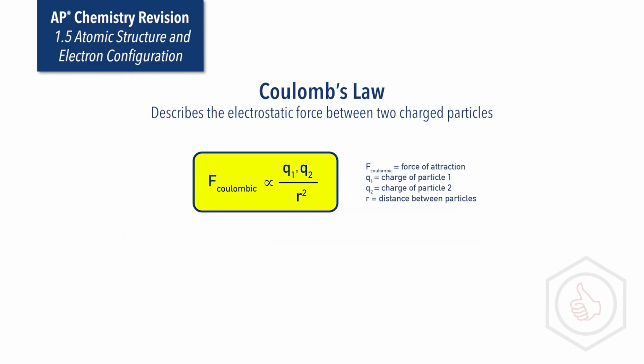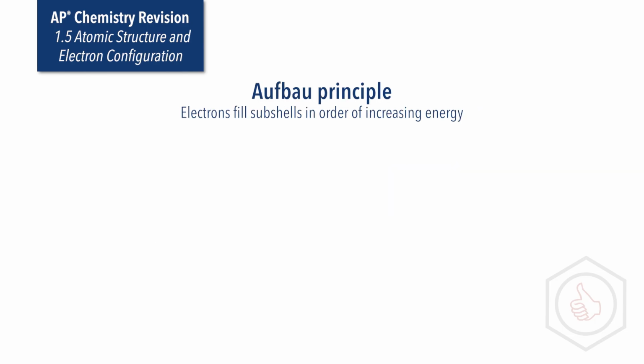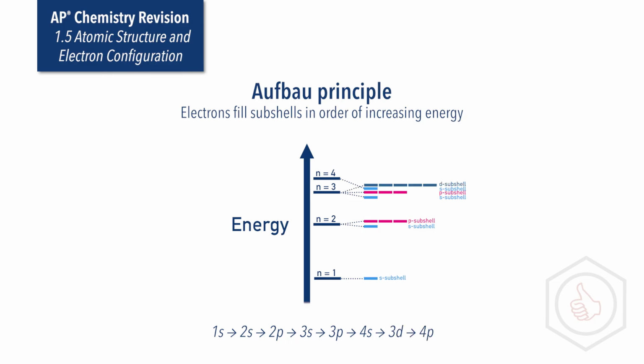From Coulomb's law, we know the closer an electron is to the nucleus of an atom, the more attraction it has to it, and therefore the lower in energy it is. As a result, electrons fill subshells in order of increase in energy, or distance from the nucleus. This is called the Aufbau principle. A 1s subshell is filled before a 2s subshell, a 2p before the 3s, a 3p before the 4s, and a 3d before the 4p. Note that the S subshell in the 4th energy level is actually filled before the D subshell in the 3rd energy level because it's actually slightly lower in energy.